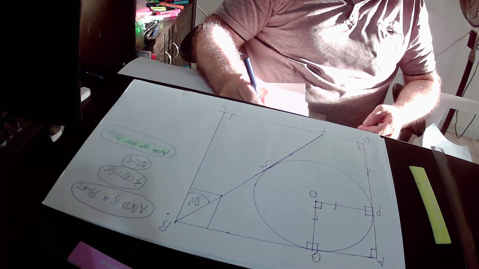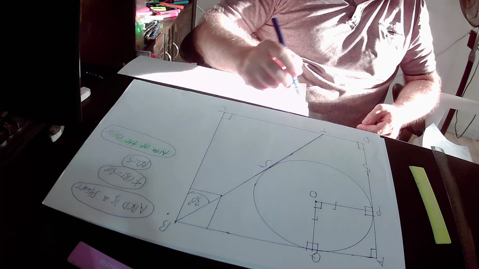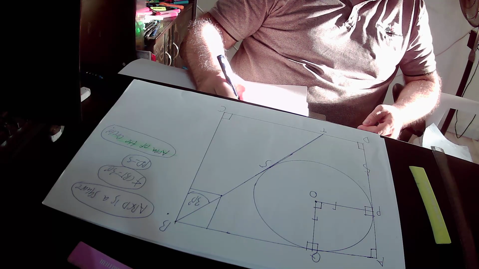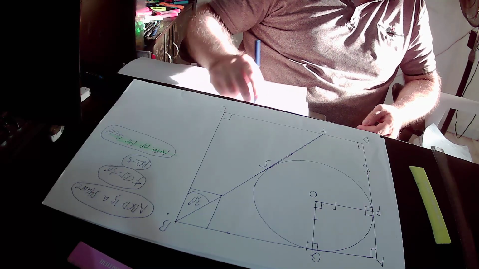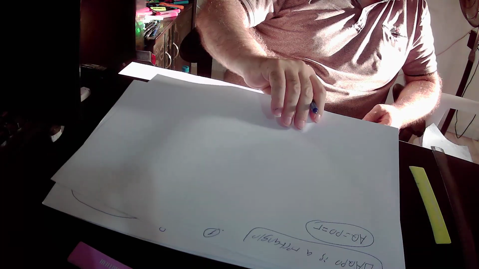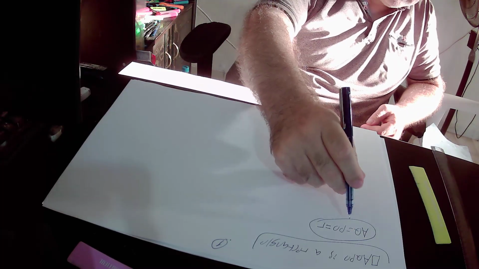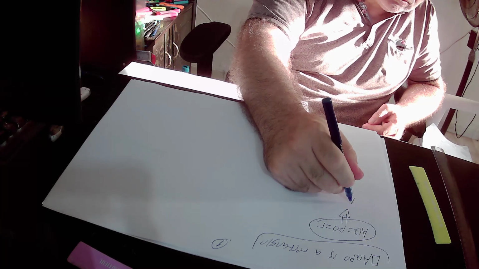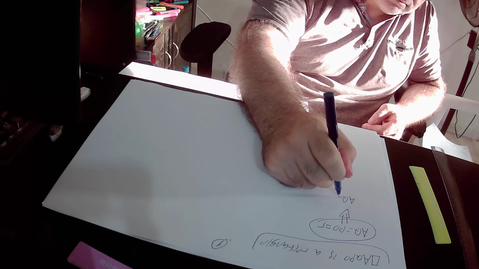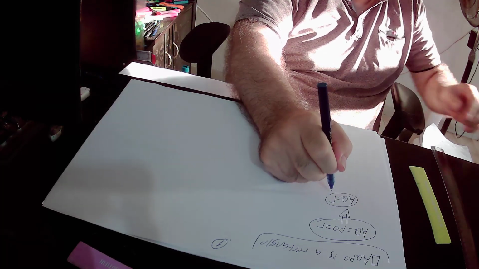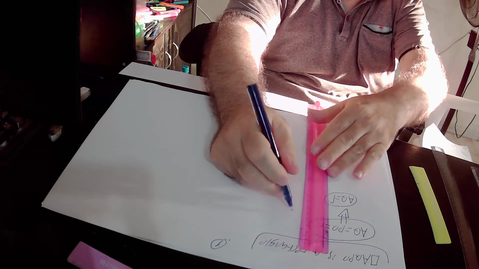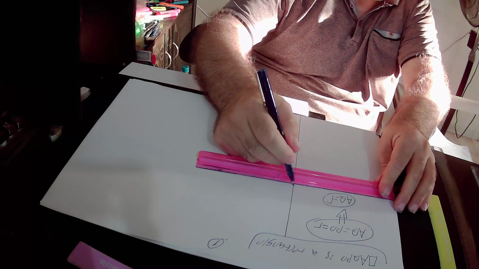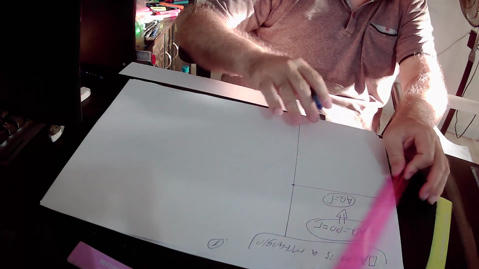AQ equals PO, but we have already found out that PO equals R. So I can write here that PO equals R. And from this equation, AQ equals PO equals R, we will derive that AQ is also equal to R. Here you can write down that AQ equals R.